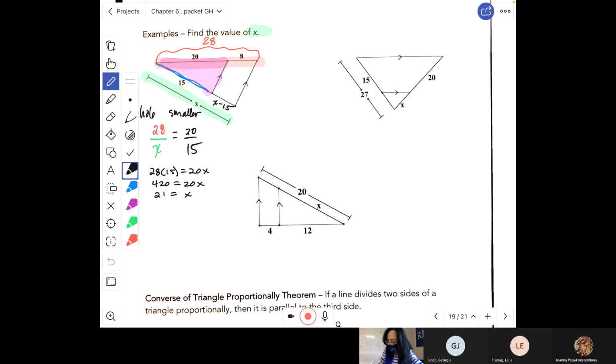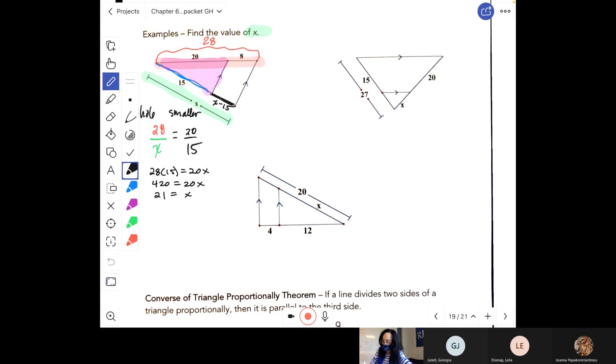So this whole side is 21, and if I wanted to really know what the length of this is, I could subtract 15 from it, right? And get 6. Good. All right, let's see what x is. Yes, Jackson. What did I just say? Is there another way we could have done this?